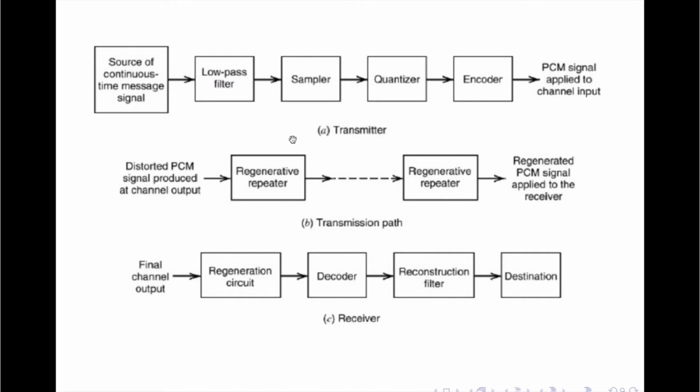So now let us discuss the regenerative repeater in brief detail. The most important feature of the PCM system is its ability to control the effects of distortion as well as noise produced by transmitting the PCM wave through the channel. This ability is accomplished by reconstructing the PCM wave by means of a chain of regenerative repeaters located at sufficiently close spacing along the transmission path.